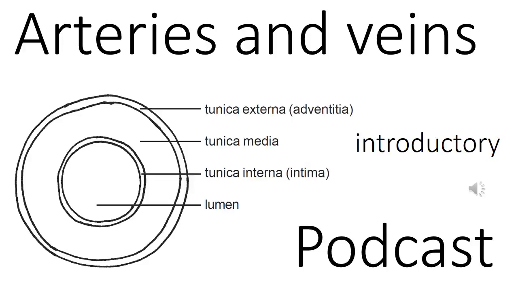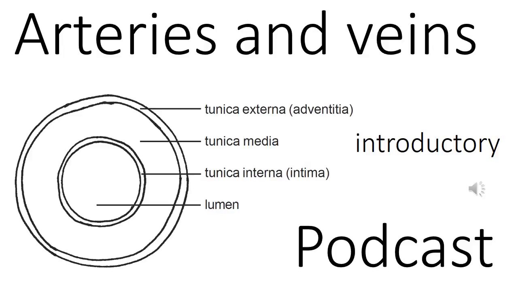So we have three main layers. We have the tunica intima or the tunica interna. That is the inside layer. Then we have the tunica media. That is the middle layer. And then we have the tunica externa, or sometimes called the tunica adventitia, which is the external layer. But always in the middle, the hole down the middle, is called the lumen. And of course, the lumen is the key point of an artery or a vein because the blood flows through the lumen in the middle of these tube-like vessels.